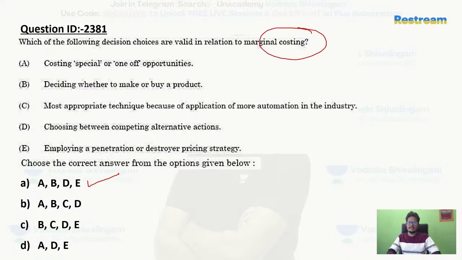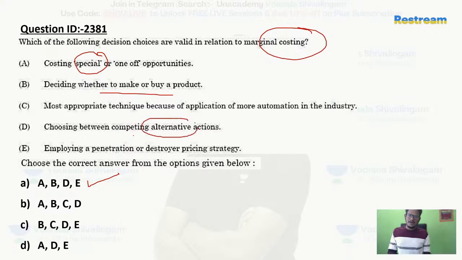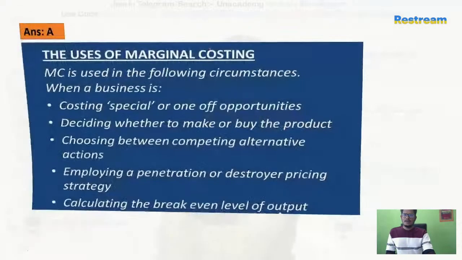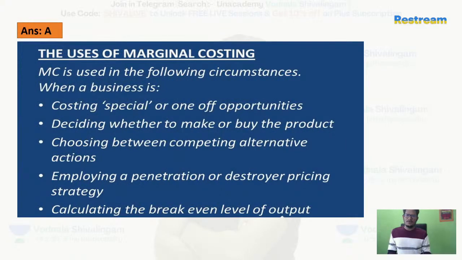In relation to marginal costing, special or one-off opportunities, and B, make or buy decisions, we can do it. Choosing between competing alternative actions and employing a penetration or a destroyer pricing strategy. Penetration or destroyer pricing strategy will be employed over here. So these are valid in relation to special or one-off transactions. What do special or one-off opportunities mean?